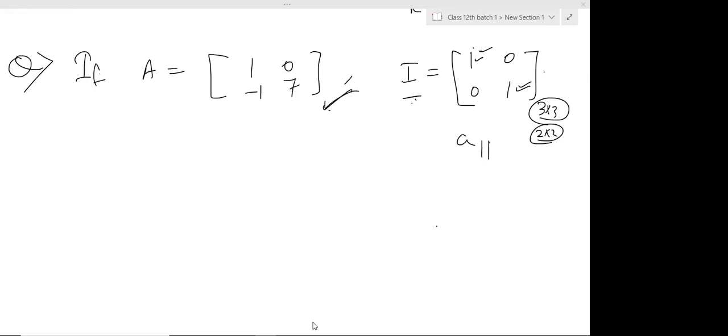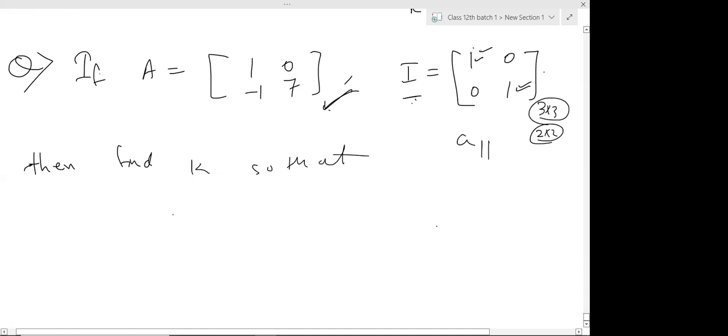Okay, this is identity matrix. Then find k so that A square is equal to 8A plus kI. All right, solve this one.